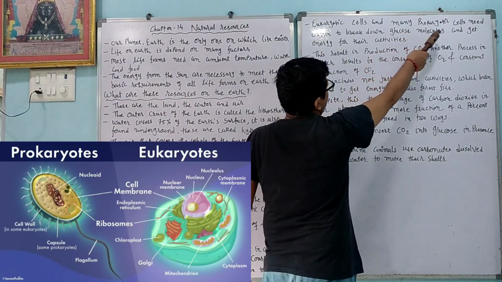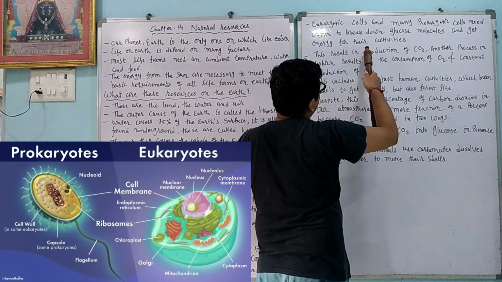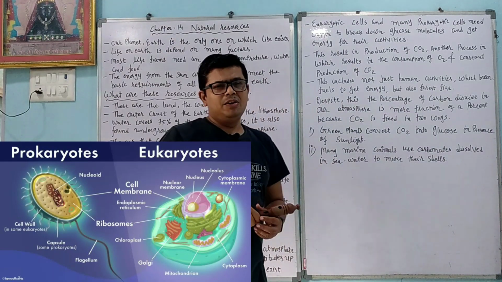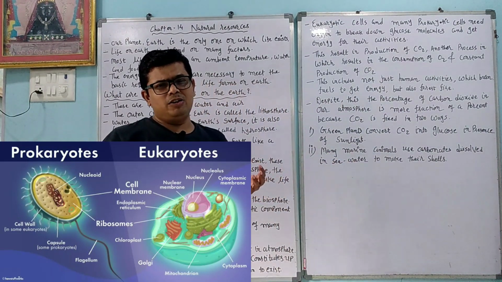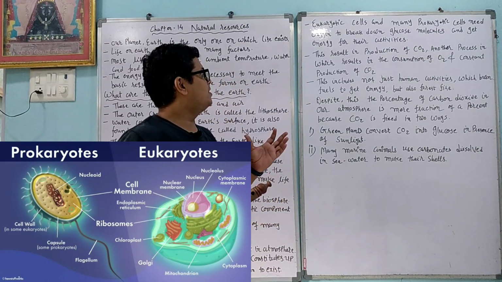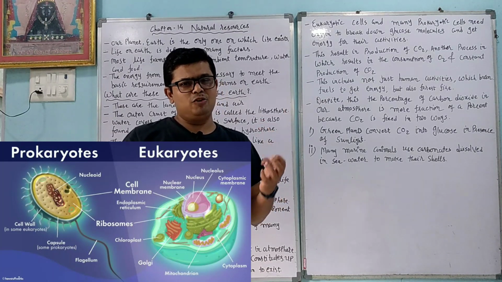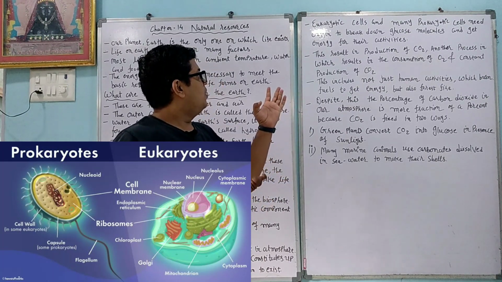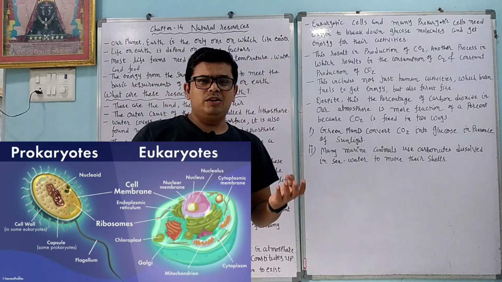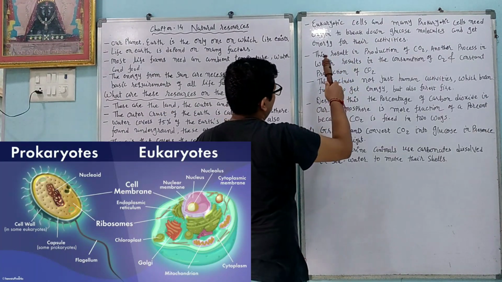Eukaryotic cells and many prokaryotic cells need oxygen to break down the glucose molecule and get the energy for their activity. Simple or primary type of cells are called prokaryotic cells, and complex cells are called eukaryotic cells. So for that respiration process, to get the energy to break down the glucose, we need what? Oxygen. So oxygen is also important for getting energy, for the respiration process or to break down the glucose molecule.